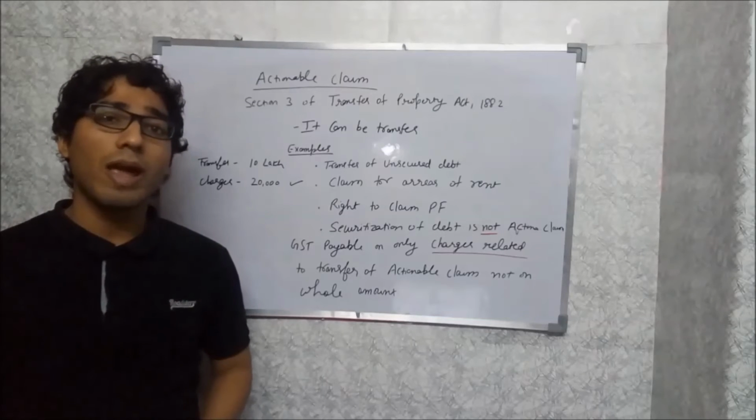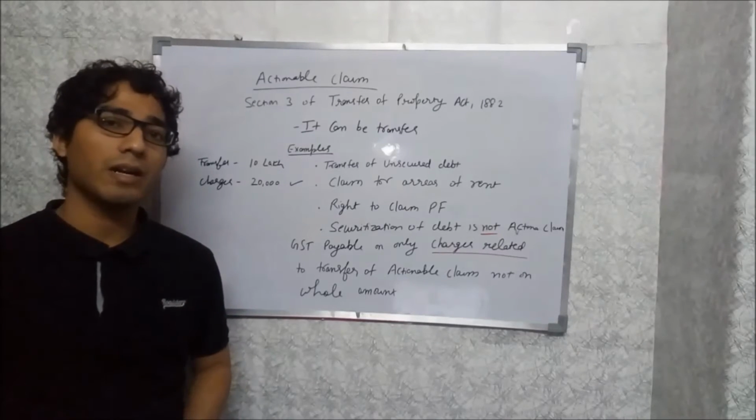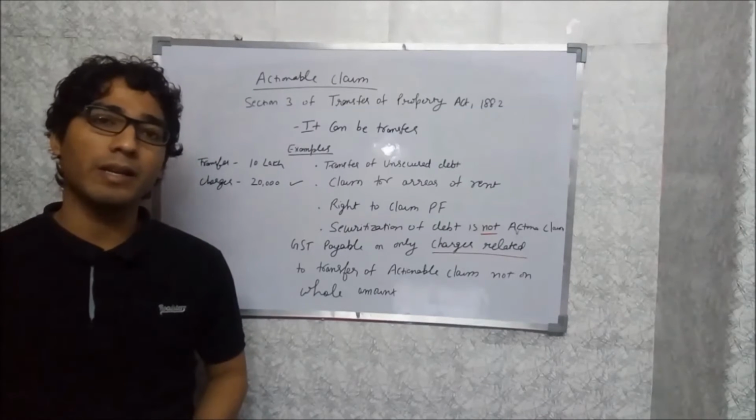According to the model GST law, actionable claim has the same meaning as assigned under Section 3 of the Transfer of Property Act 1882. According to that section, actionable claim means a claim to any debt other than debt secured by mortgage of immovable property or by hypothecation or pledge of movable property, or to any beneficial interest in movable property not in possession, either actual or constructive, of the claimant, which the civil court recognizes as affording ground for relief, whether such debt or beneficial interest be existing, accruing, conditional, or contingent.